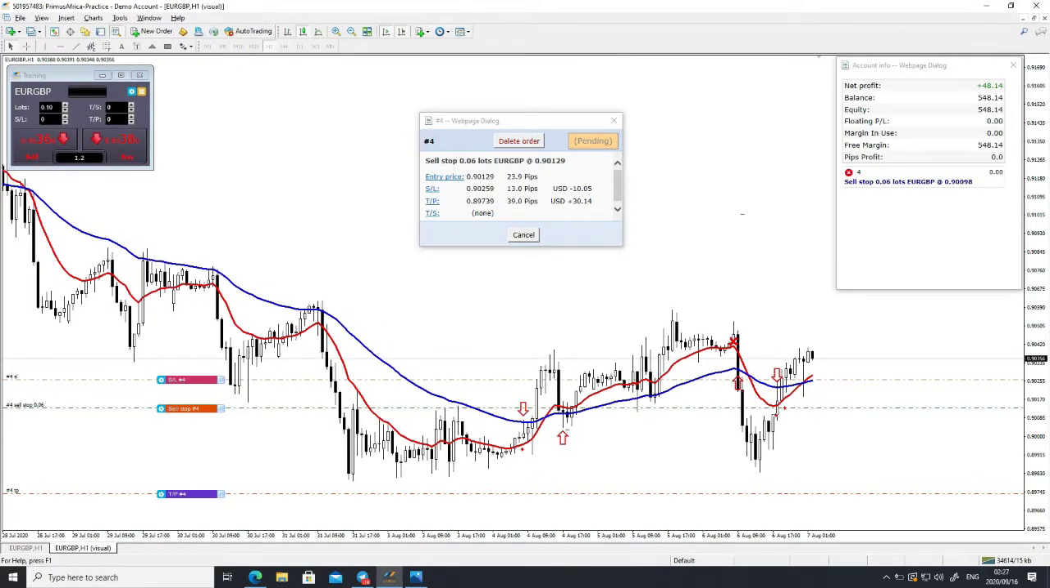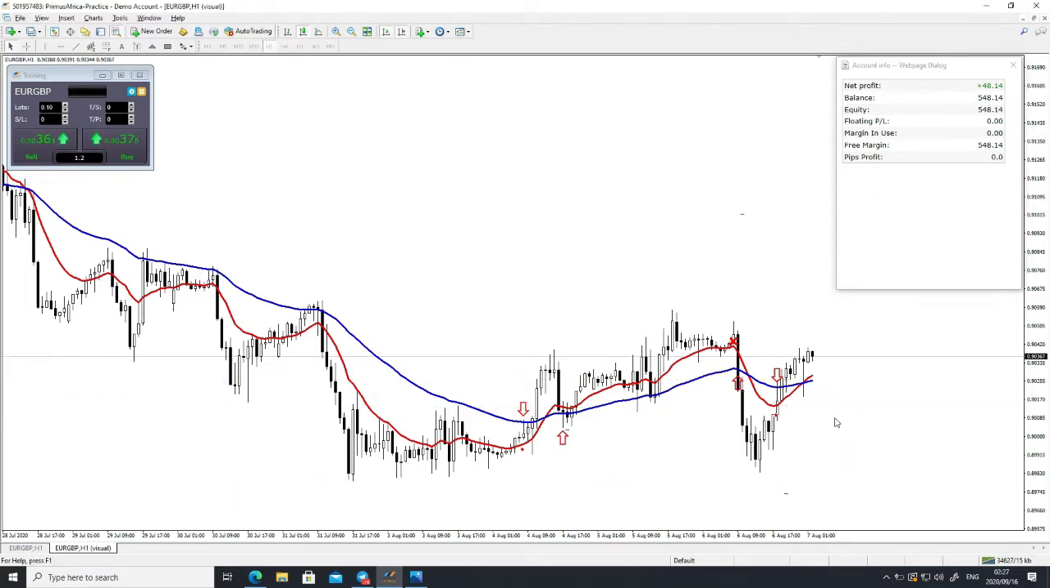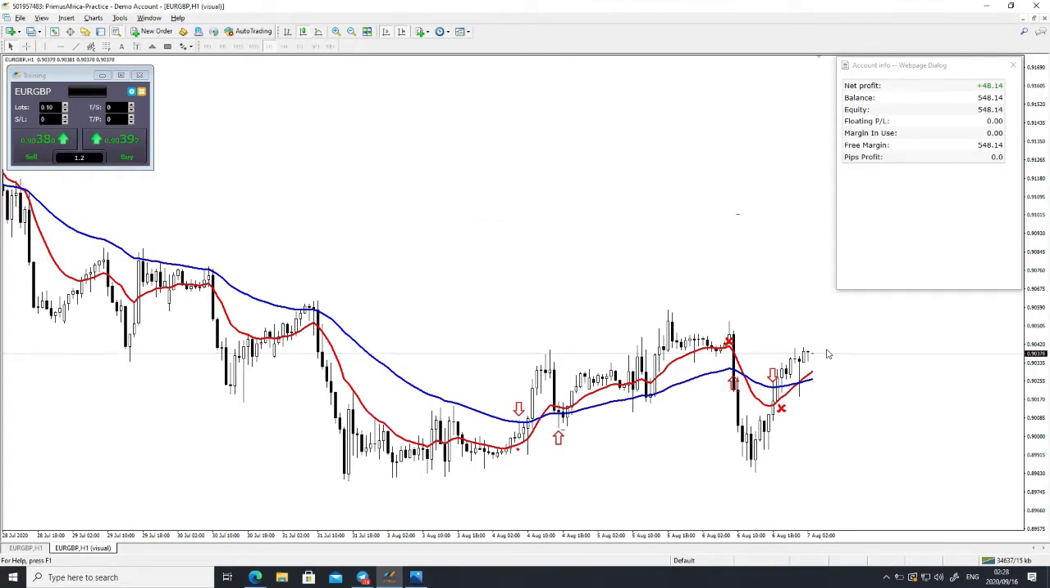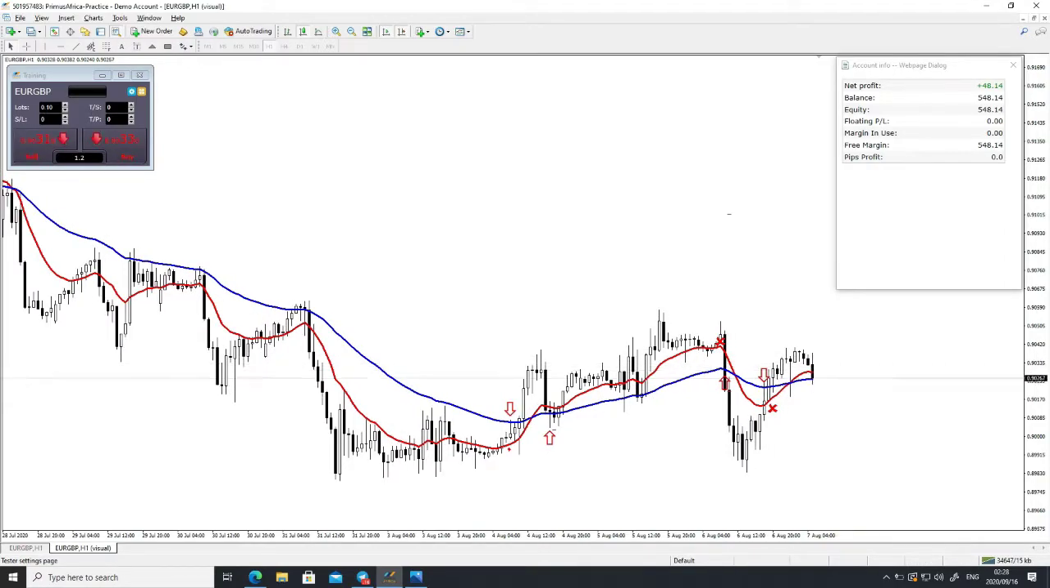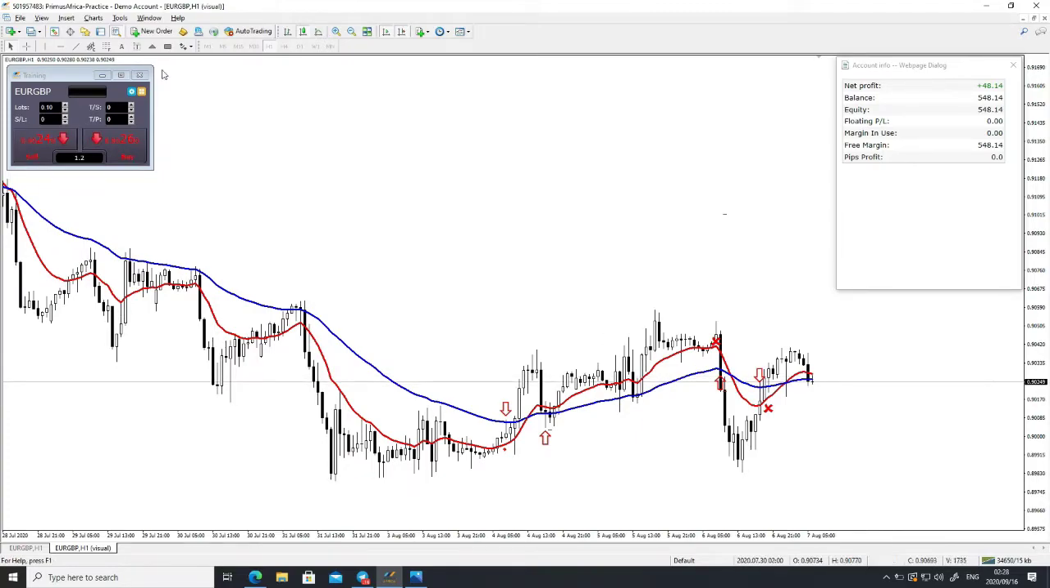So it looks like there's another crossover. So now it looks like we have to take another trade. So it looks like we have to exit the other trade and just put an X on this one as well, just to show that it didn't work out. Okay, so we just touched blue and the red is on top. So here's a buy signal for us.